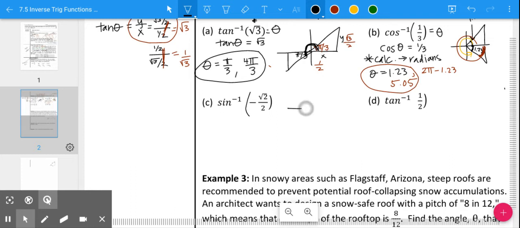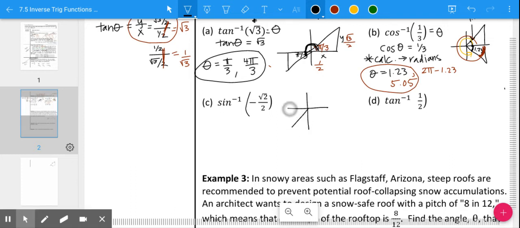Hopefully you chose quadrants 3 and 4. Remember, we're trying to find an angle. So if you want to rewrite this as sine of what angle is negative root 2 halves, you can. What I like to do is label that side length on my triangles. Sine is the y side of the triangle, so that's going to be this side, and that's going to be this side.